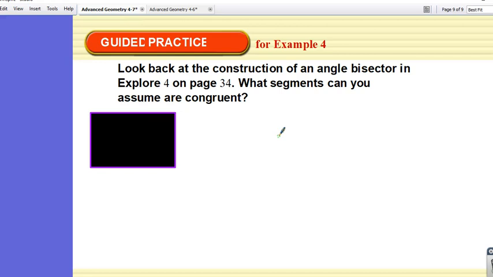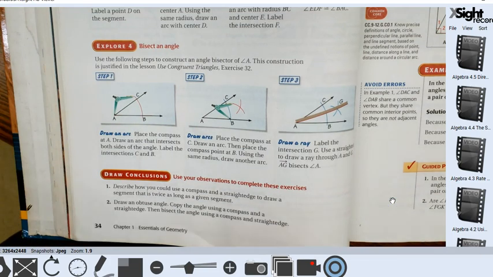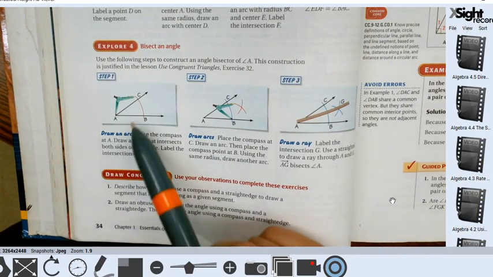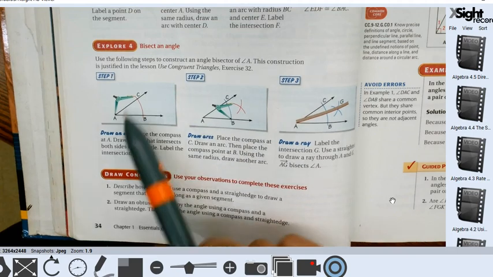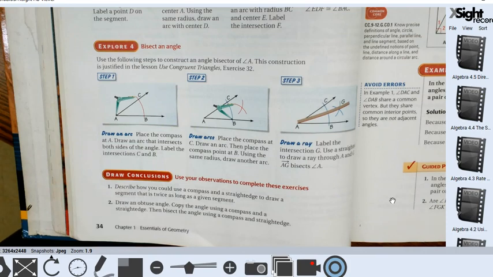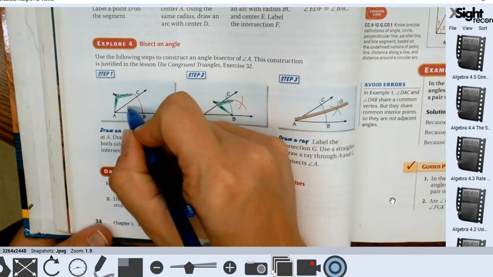So I need you guys to open up your textbook to page 34. So we're going to do that really quick. So, what segments can you assume are congruent on Explore 4? So we know that AB, right? So this is bisecting an angle. We know that AB and AC are congruent, right? Because we opened up our compass to that specific measurement, right? So we know that these are definitely congruent. So here and here are positively congruent.